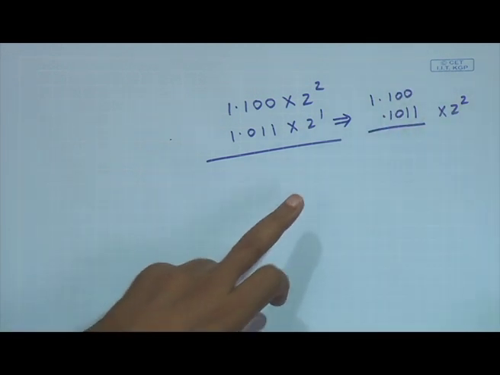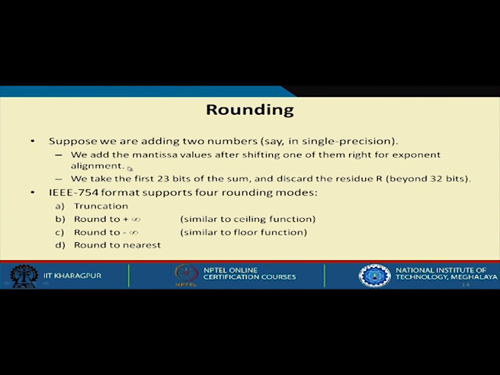Okay. This is what is mentioned here. We add the mantissa value after shifting one of them. So, we shall be coming to this again. After adding, the first 23 bits of the sum are taken and the remaining bits are discarded. This is called the residue. Now, the IEEE format supports 4 different rounding modes. One is the normal thing, truncation. Beyond 23 bits, you just discard the remaining bits. This is truncation. Rounding to plus infinity is the second mode.